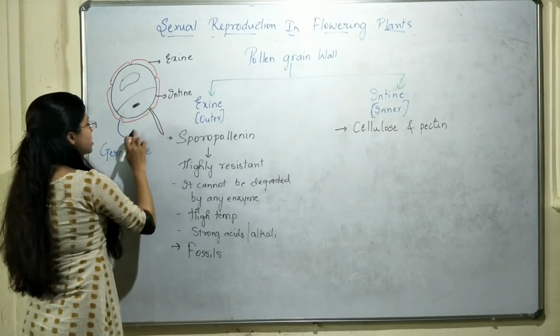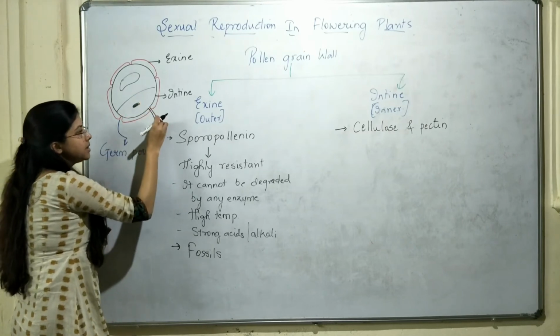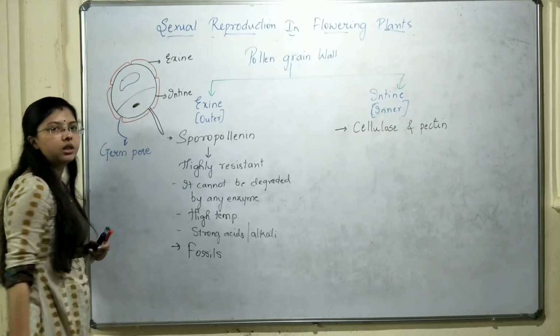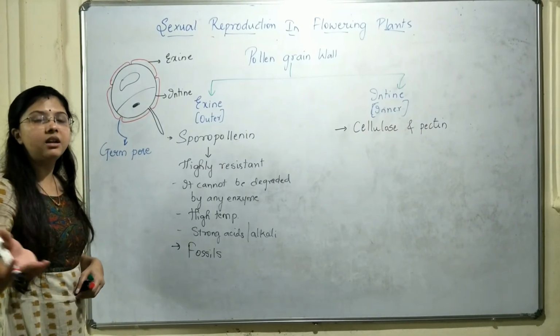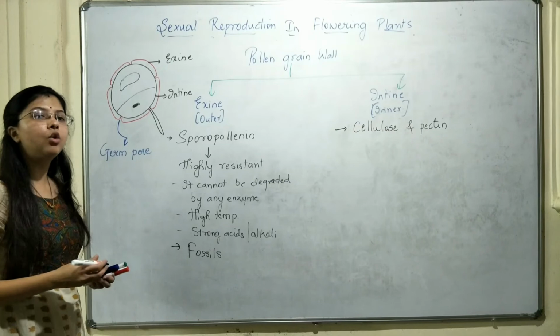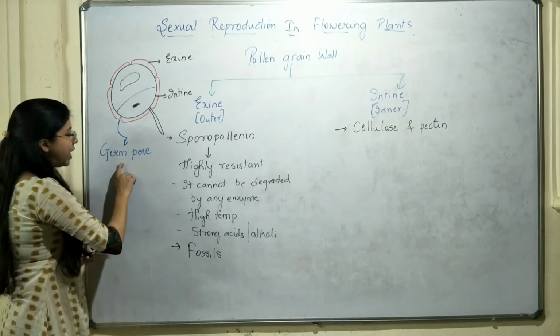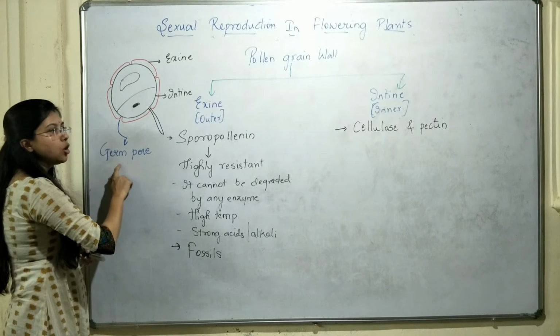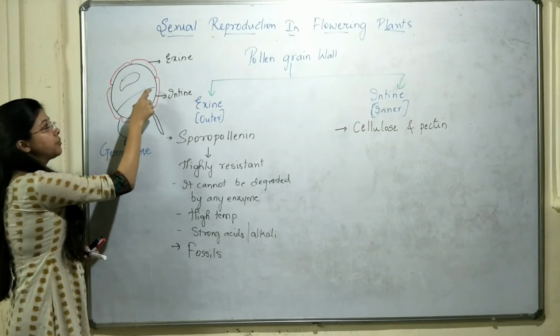And of course, here the generative cell will also divide to form the two male gametes. The two male gametes will enter into the pollen tube and then they can go for the process of fertilization. So that part from where the pollen tube develops is called a germ pore. And remember, the pollen tube is going to develop from the intine.